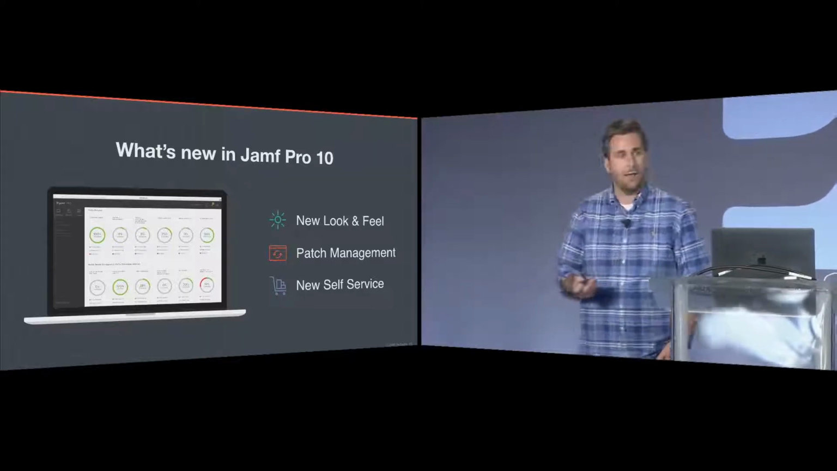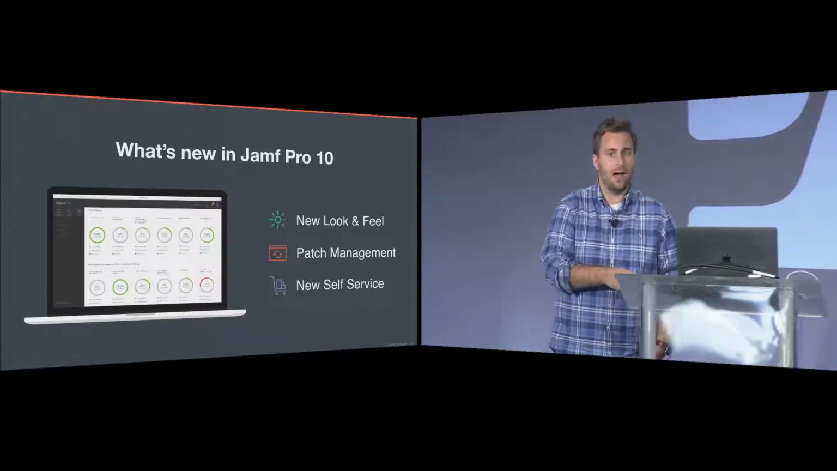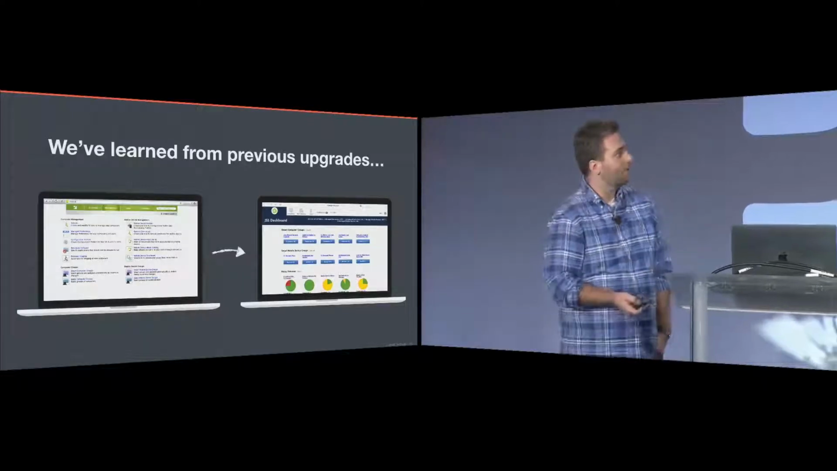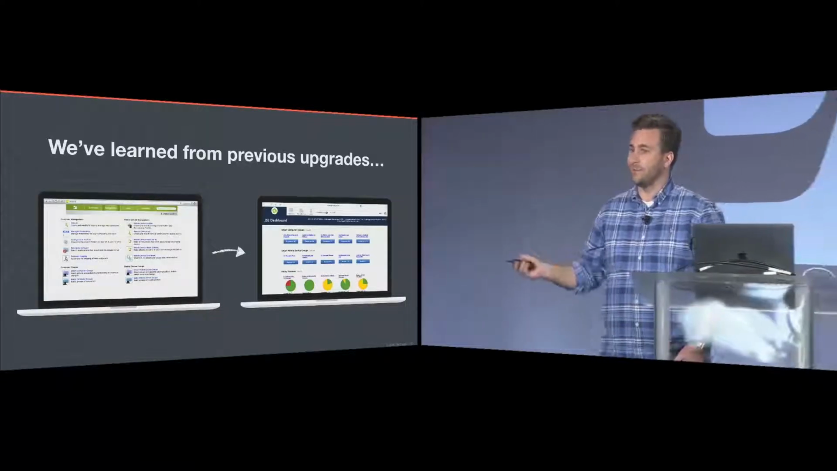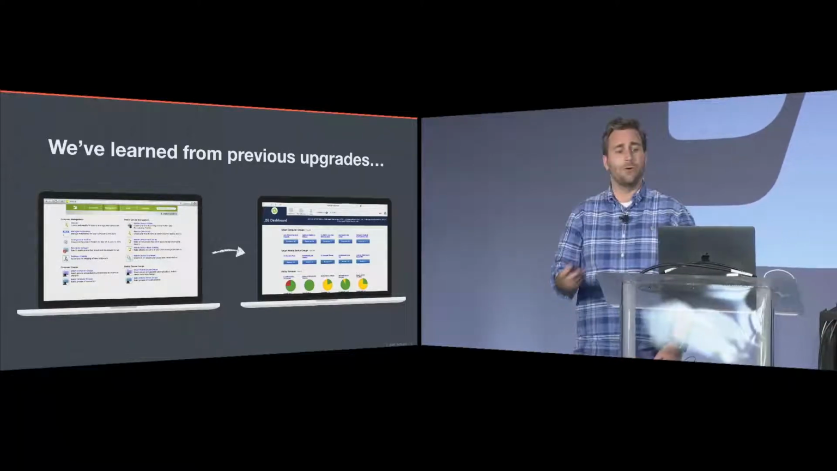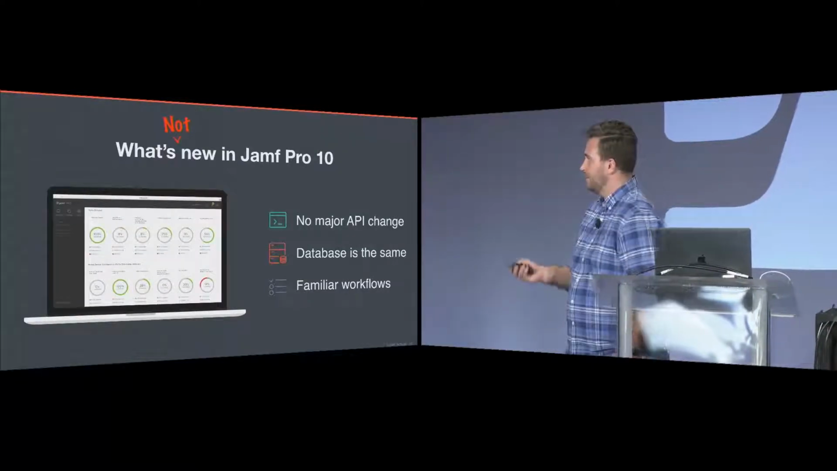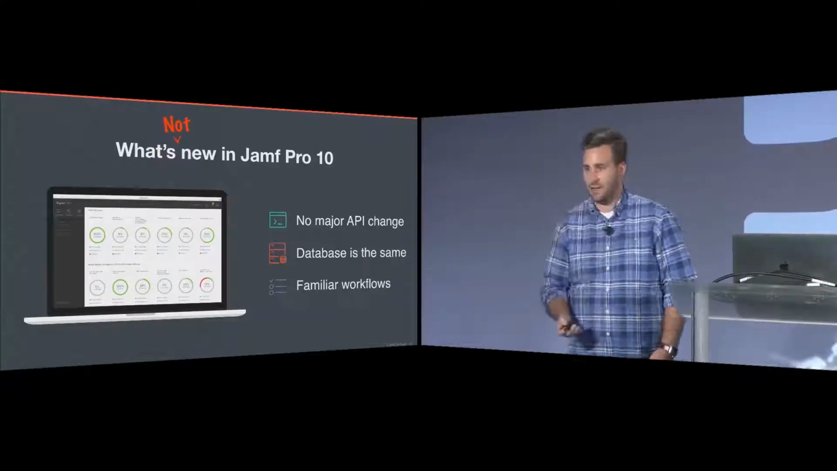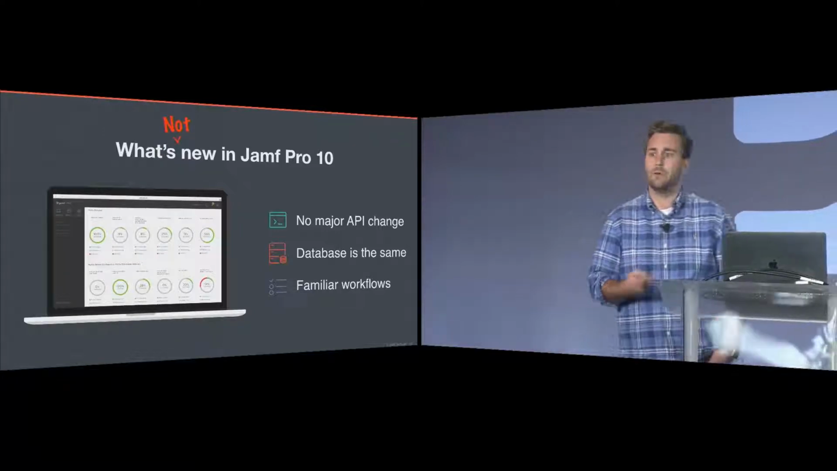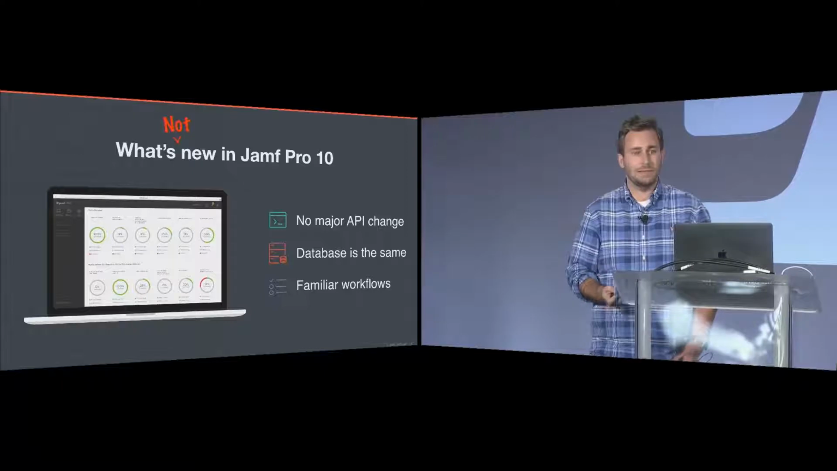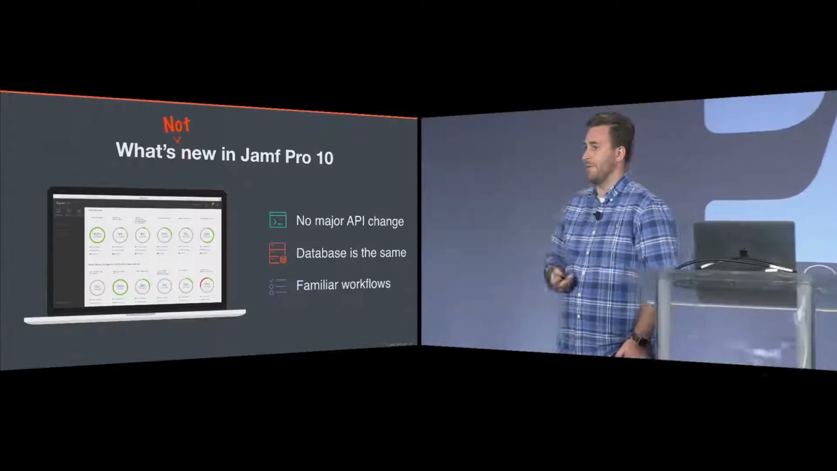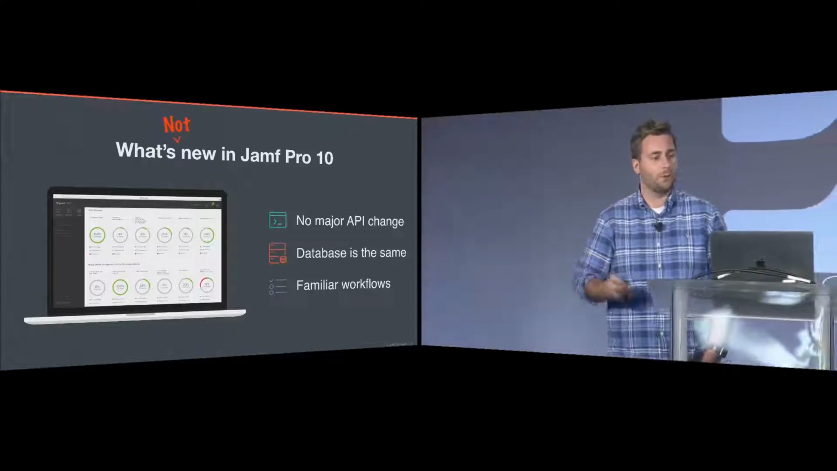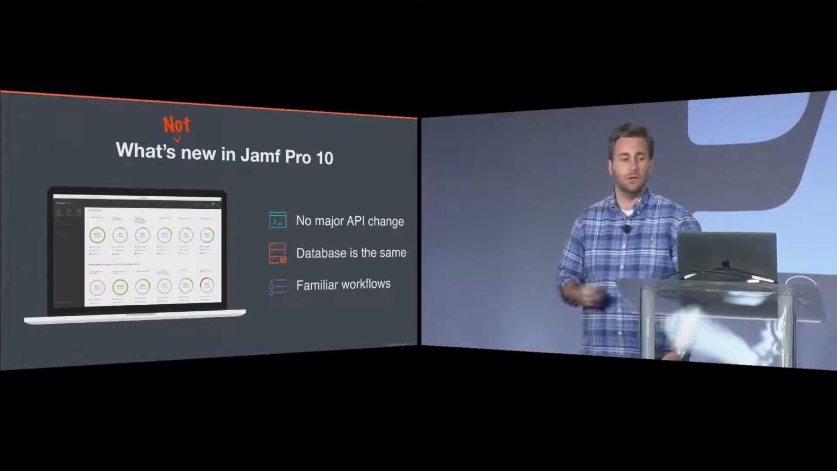Now, a lot of you have been around for a while and have used some of the previous versions of our software, and you may have upgraded from 8 to 9 back in the day. And so I want to say we've learned from previous upgrades in the past, which is why I also want to highlight what's not new in Jamf Pro 10. And that's there is really no major API change. So if you have integrations that you're doing right now, they will continue to work. The database is the same. That was a pain point going from 8 to 9 in the earlier days. So you can be rest assured that 10 will be great for you. And your workflows are going to be very familiar as well.